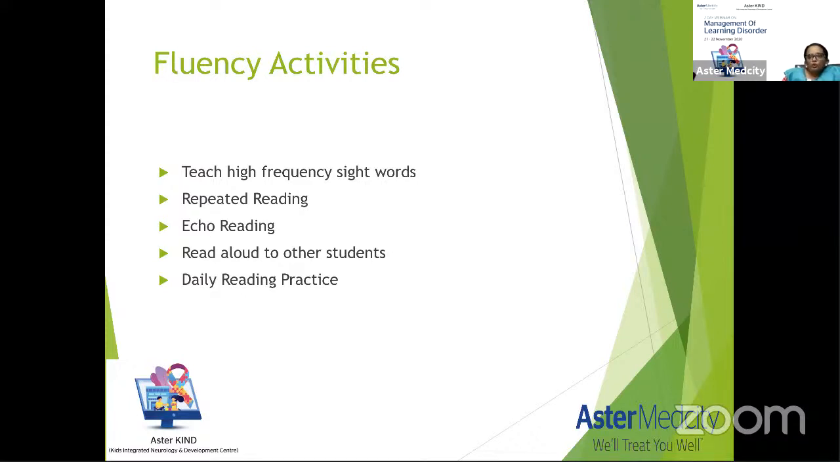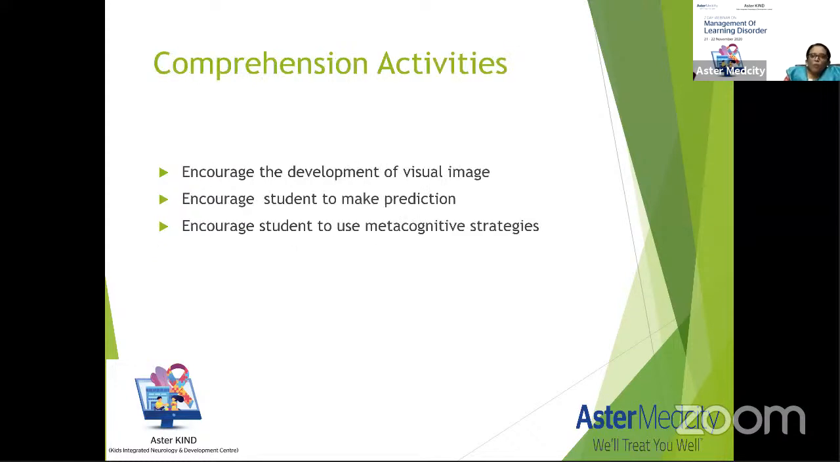Okay, read aloud to other students, that we do in a school setting. Daily reading, daily 15 or 10 minutes of reading practice is a must. Then comprehension activity: we give maximum visual cues, read to the child, read a story and stop in between and ask the child to predict the ending and encourage them to use metacognitive skills.